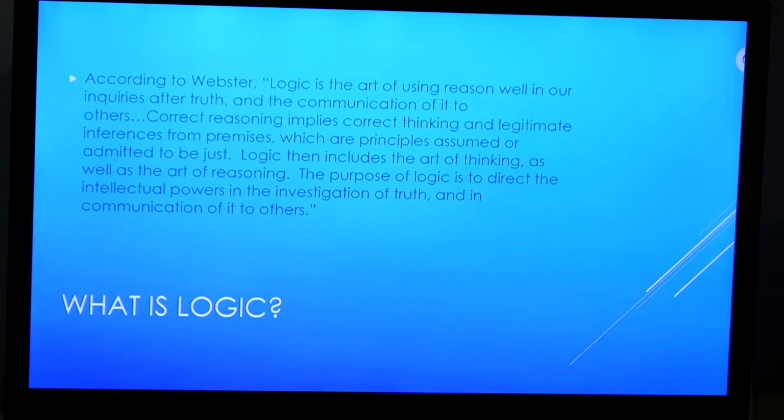The purpose of logic is to direct the intellectual powers in the investigation of truth and in communication of it to others. So the purpose of this is to take information, and we're going to draw from that information and try to find the truth.